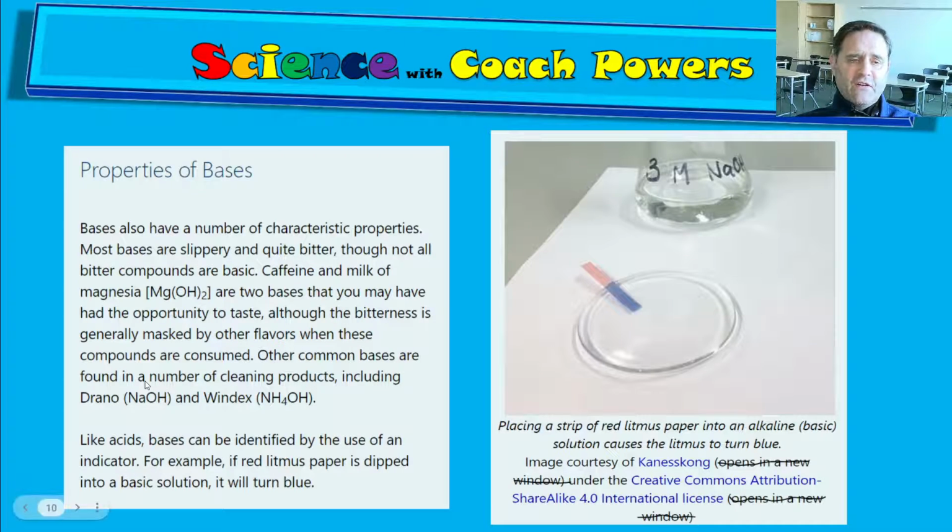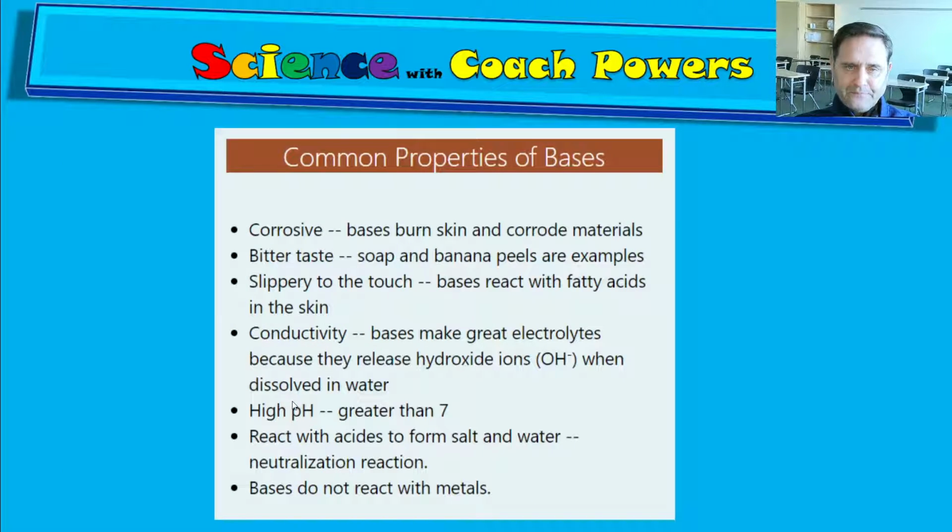Other common bases are found in a number of cleaning products. You've got Drano, Windex, and there are others. Like acids, bases can be identified by the use of an indicator. All right, red litmus paper dipped into a basic solution will turn blue. It won't if it's an acid or not a base. And these are the common properties of bases, and you can read through those.